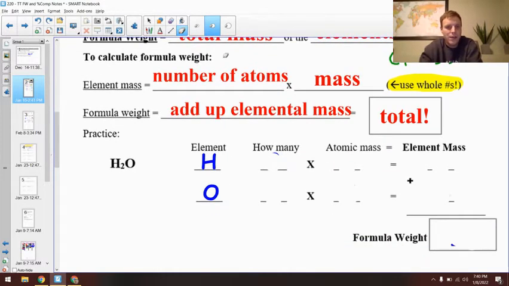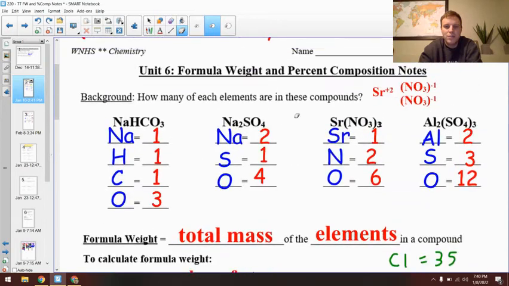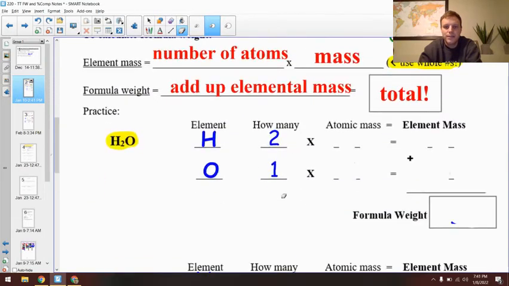So this first compound we have is water, just a little H2O for you, your favorite. So how many hydrogens are there? Well, there are 2 hydrogens and 1 oxygen. So that first step is just what we did up here.